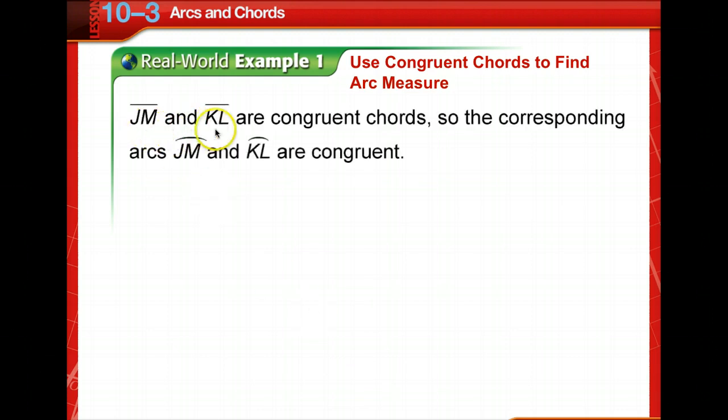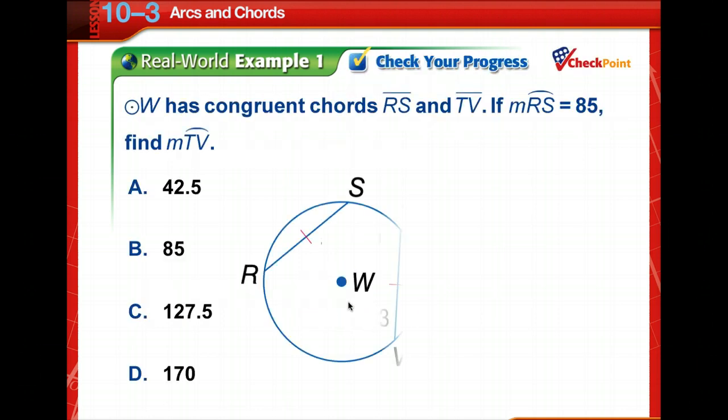Well, segment JM and KL are congruent chords, so the corresponding arcs are also congruent. So since the measurement of KL is 90, the measurement of arc JM is also 90. Let's try this out on our own, so pause the video for a moment and come back and check your answer.